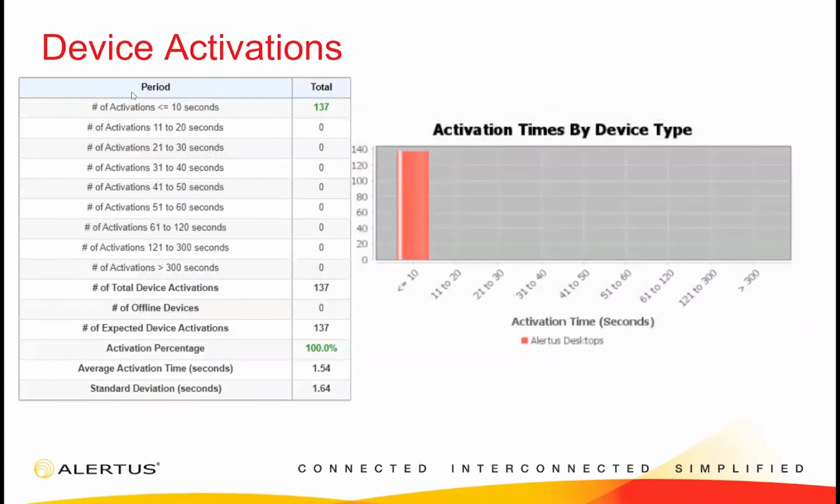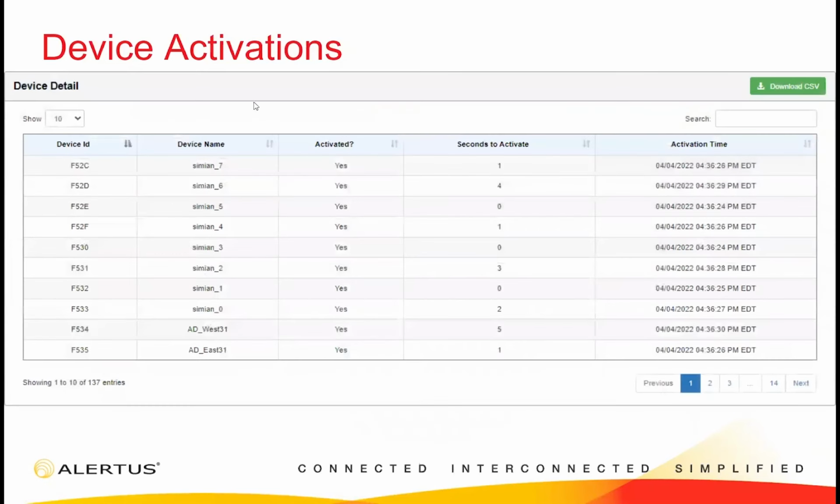The second part does provide the chart in times, as you see here. We see we have 137 devices activated with an average time of 1.54 seconds per device. So we can see that we've got a nice bar graph, all of them less than 10 seconds. At the device detail, we can see it's paginated down here, and we can also change how many are displaying on page, but it gives us a nice spread of which ones were activated, which ones were not, and the seconds to activate. So we can see that we've got a spread between about 0 and 5 seconds here.